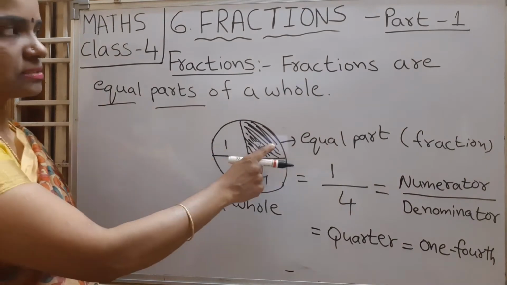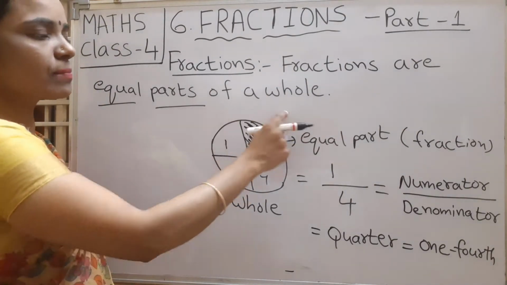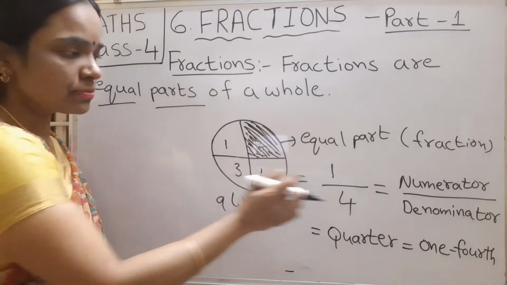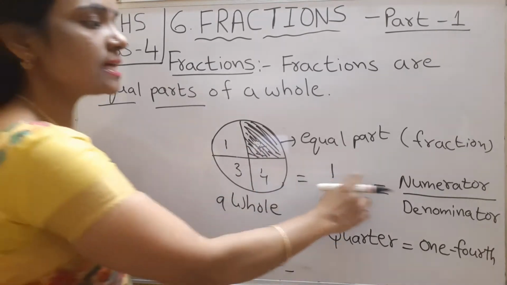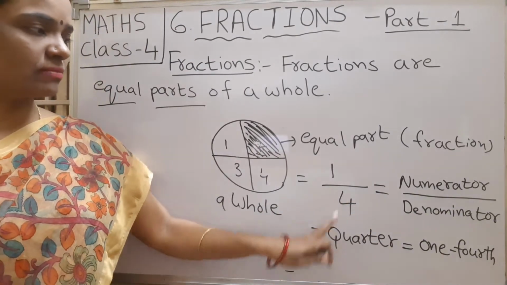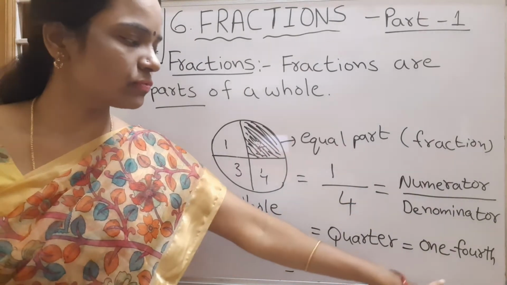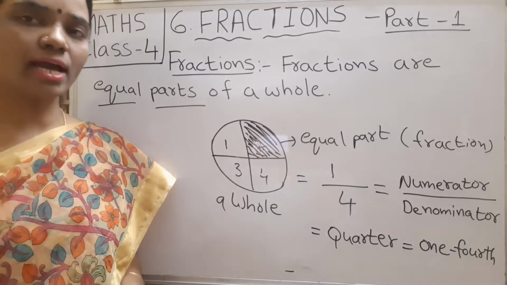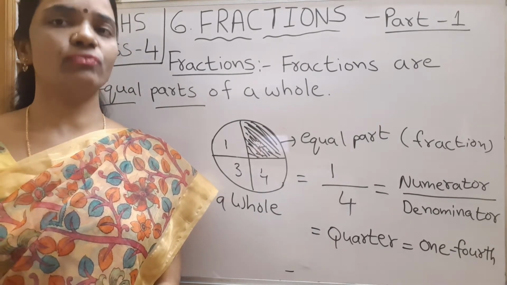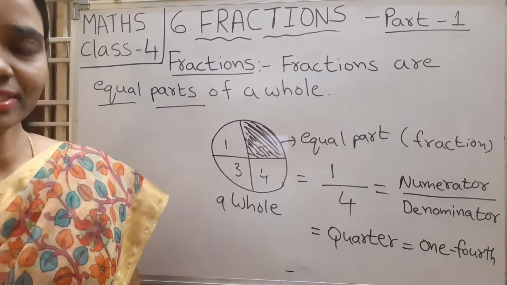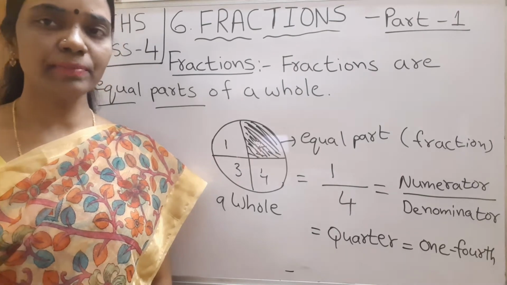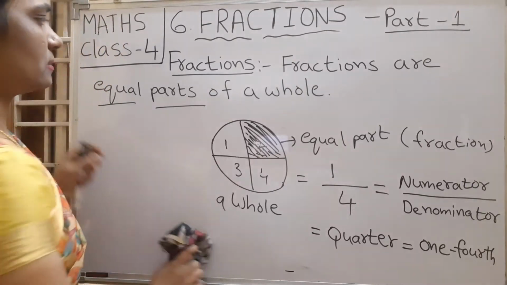So what are fractions? Fractions are equal parts of a whole. What is the fraction for the colored shape? 1 by 4, where 1 is the numerator and 4 is the denominator. 1 by 4 is also written as 1/4 and it is also known as quarter. How many quarters together make a whole? 4 quarters. Now shall we write some fractions for the given pictures, children?